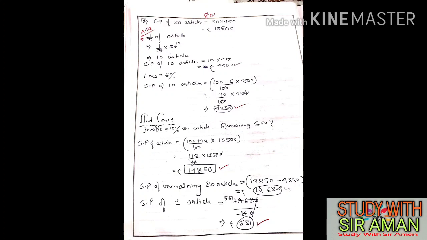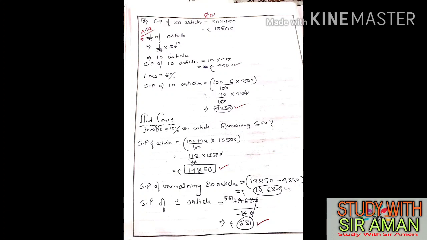Check. Cost price of 30 articles, 30 into 450, 13,500 cost price. One third of article means 10 articles. So what is the cost price of 10 articles? 10 into 450, 4500. What is the condition? When he sells one third means 10 articles, loss is 6%. So what is the selling price of 10 articles? At what price he is selling? So we will use formula 100 minus 6 by 100 into 4500. 4500 is coming from where? It is the cost price of 10 articles. So he is selling at 4230 rupees 10 articles.